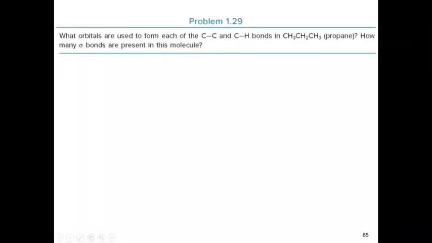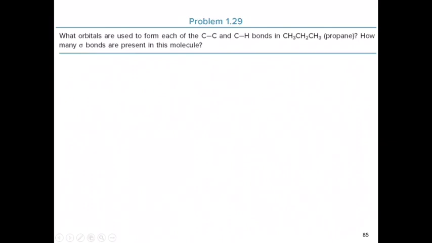Here's practice problem number 29. What orbitals are used to form each of the carbon to carbon and carbon to hydrogen bonds in propane with the molecular formula CH3CH2CH3? How many sigma bonds are present in this molecule? So the very first thing that you want to do here is to draw the Lewis structure for propane. So analyzing the condensed structure for propane, 3 hydrogen atoms are bonded to the first carbon atom, 2 hydrogen atoms on the second carbon atom, and 3 hydrogen atoms on the third carbon.